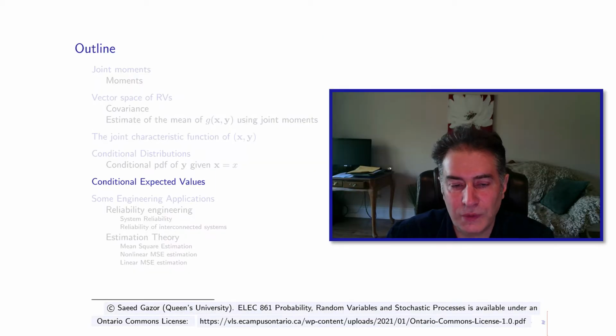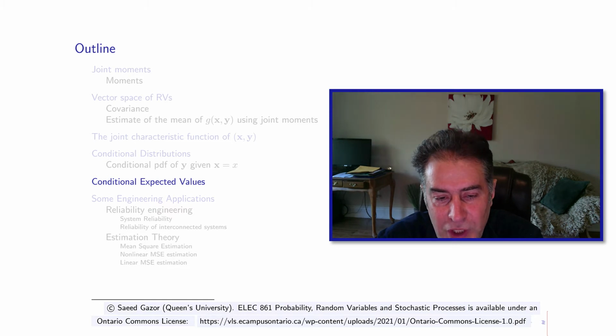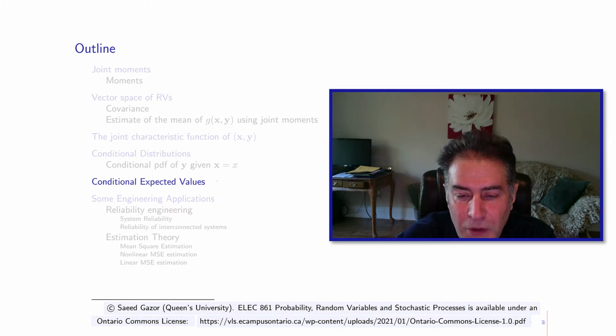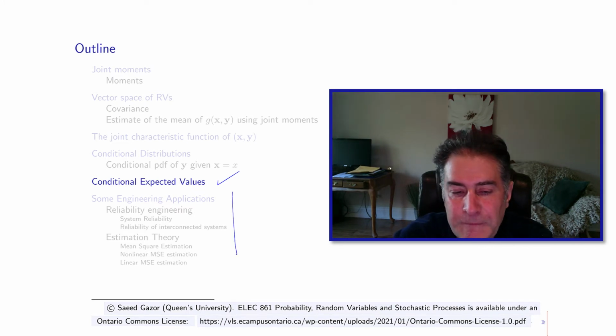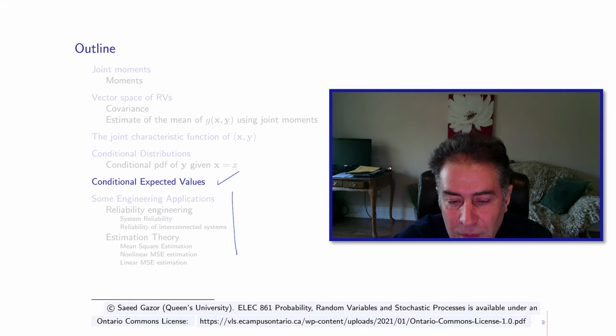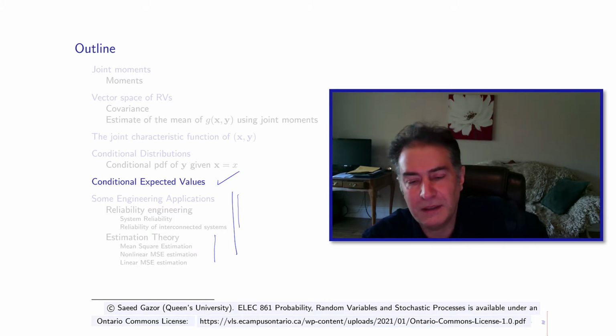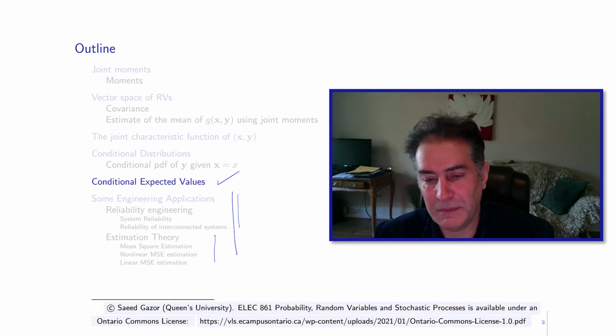So let's go to details. This is the outline of this chapter. We are covering the conditional expected values, and then we'll have some engineering applications. We talk about estimation theory and we talk about reliability, which are not the main component of this course, but you would need them in order to use.